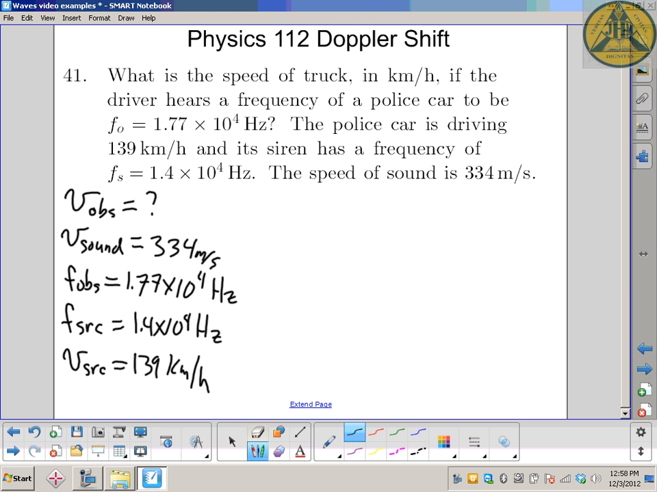This can be done with our regular Doppler shift equation. Not too bad, actually. The math isn't too bad, but the numbers here have to be all consistent. We can't use the speed of sound to be 334 and the velocity of the source to be 139 kilometers an hour. We need to make those both meters per second or both kilometers an hour. We're used to working in meters per second, so I'll work with meters per second. So the velocity of the source, which is the cop car, SRC for source, is 139. Divide that by 3.6 to give us meters per second. 38.6 meters per second. Okay, that's not too bad. Everything else is the same.